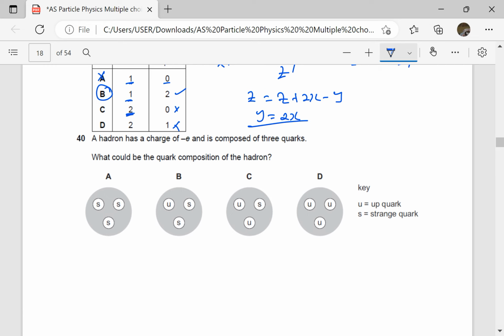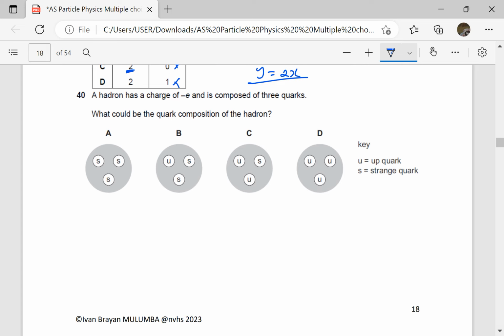A hadron has a charge of -e and is composed of 3 quarks. What could be the quark composition of the hadron? The charge is negative. You just check the charges. Strange is -1 over 3e. Because there are 3, I'll multiply this by 3. Total charge is going to be -e. I think that is enough. The answer is going to be A, because it's -e.